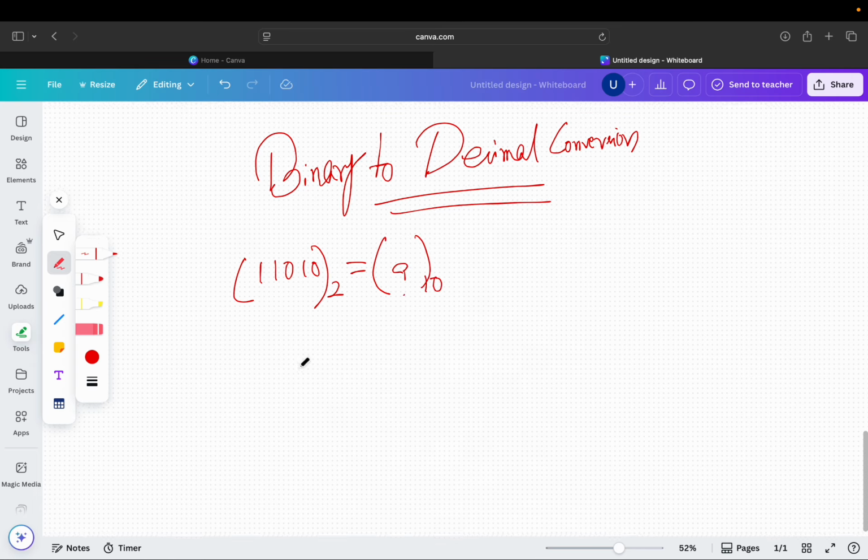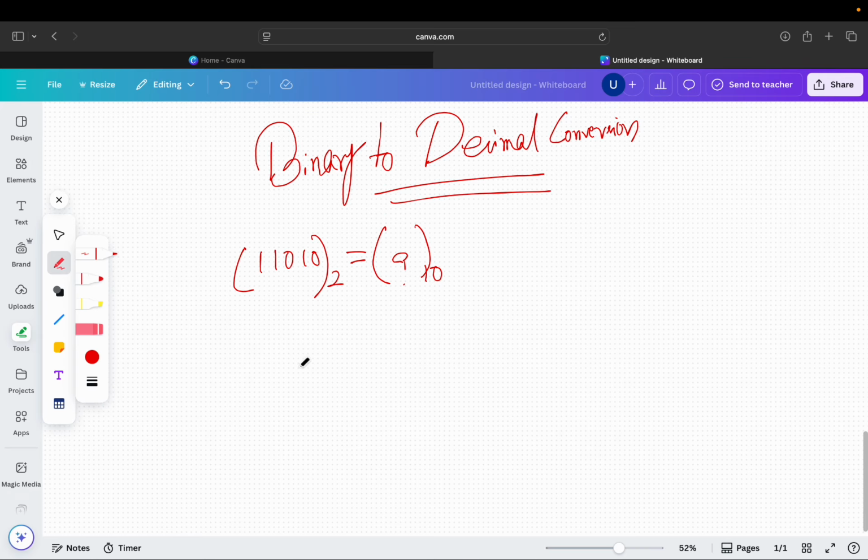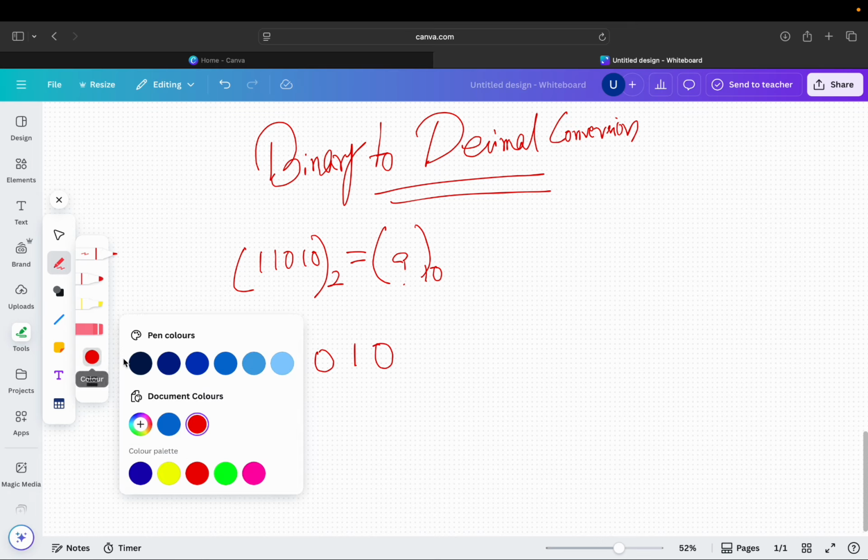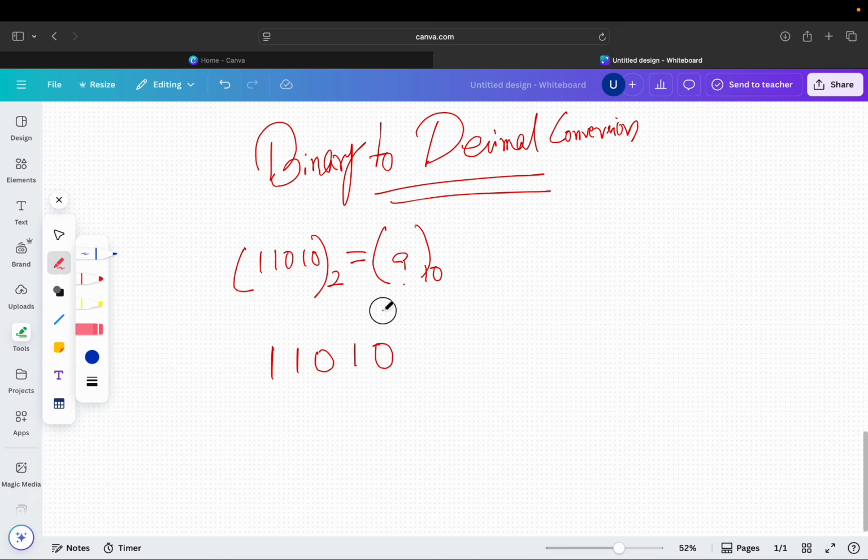How can I do this? First of all, let's write the number 11010. Can you please tell me what is the position of this 0? This is at 0th position, this is at first position, this is at second position, third position and fourth position. All the positions of the digits I have written with the blue ink.